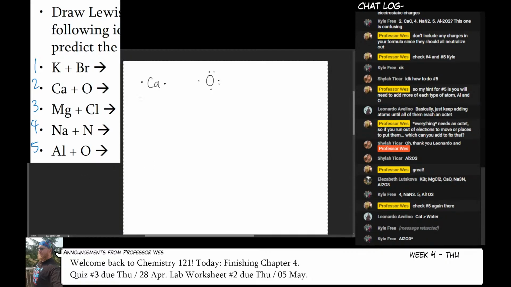All right, is there a way that I can shove these around so that everything has an octet? Well, if I move one here, and I move this one here, then I have an octet on calcium and an octet on oxygen. So that would look like this. I gave away 2 electrons for calcium. I added 2 electrons to oxygen. Everything has an octet, so we'll put them together. I have a calcium, I have an oxygen. Here are my ions.